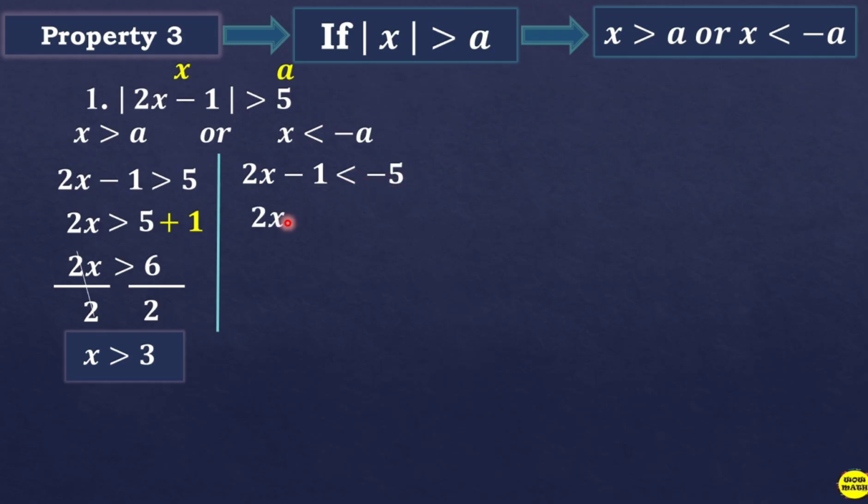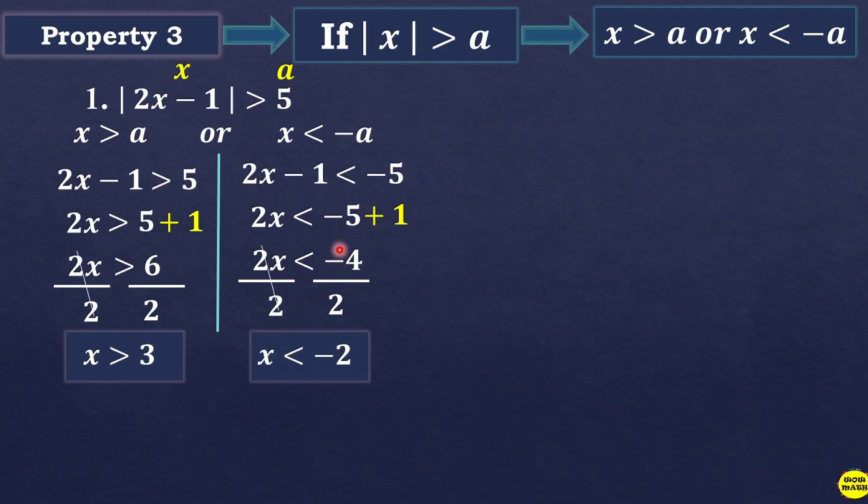So, 2x is less than negative 5 plus 1, magiging plus 1 ito, transposition. That is negative 4. Divide both sides by 2. So, this is cancel. Okay. So, x na lang po. x is less than negative 4 divide 2. That is negative 2. Do not forget the word or. Okay? Kung ano po yung nandiyan, yun po ang susundan natin. So, x is greater than 3 or x is less than negative 2.